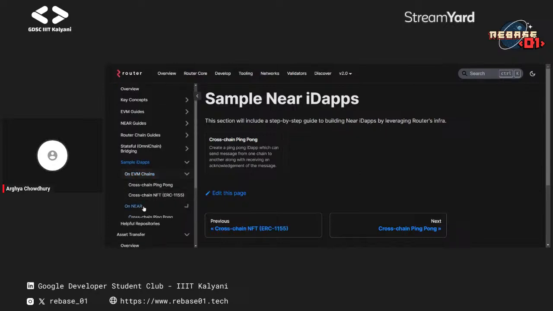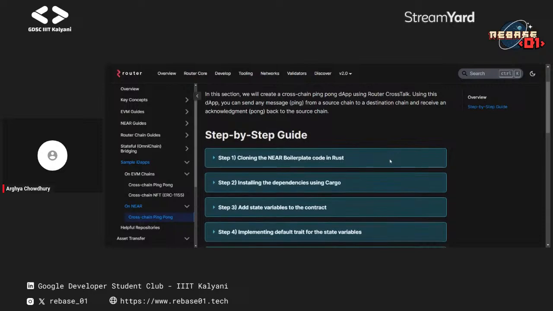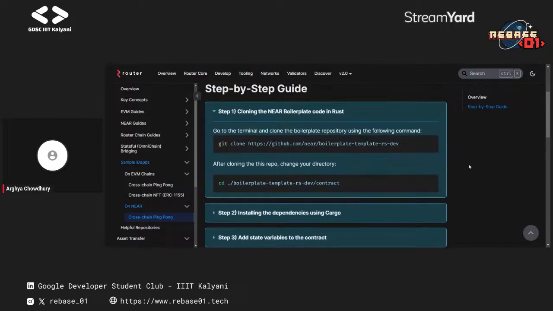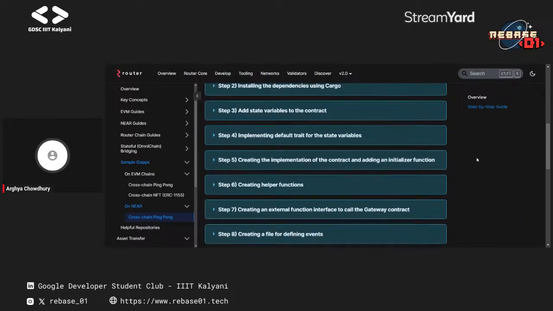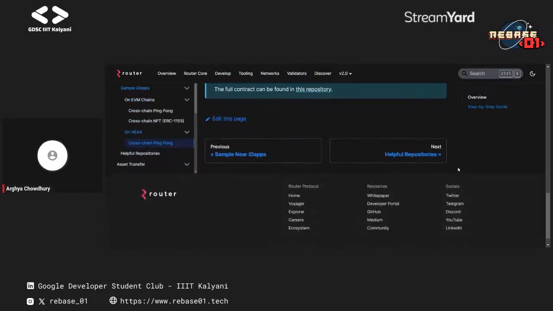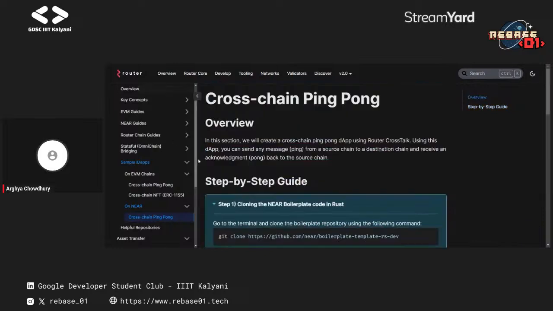Now you can also build on Near protocol, Near blockchain. Here are some of the boilerplate and stuff, like how to get started on Near, dependencies using cargo, creating a helper function, external function, and you can check all this out yourself. Honestly, just search about Router SDK or Router documentation, and that will be enough.